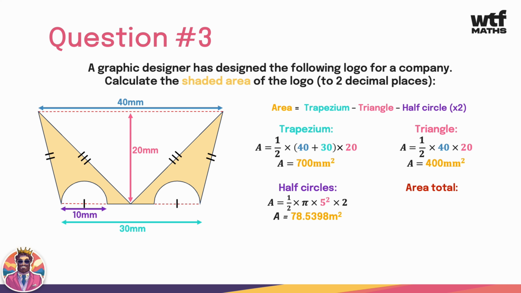And then finally, for the area total, I'll just start with the 700, take off the 400, and take off the 78.5398. And I'm left with 221.4602 millimeters squared, which to 2 decimal places is 221.46 millimeters squared.